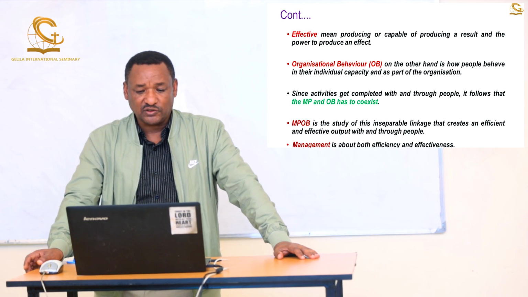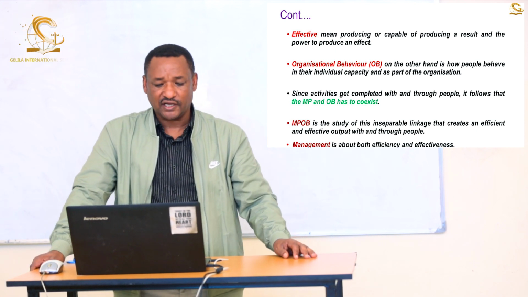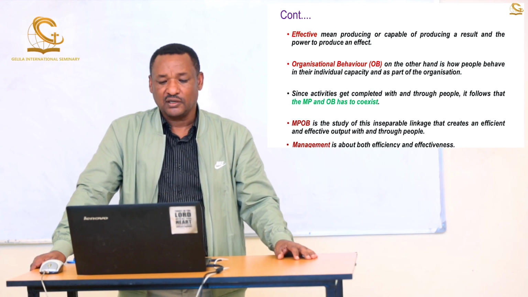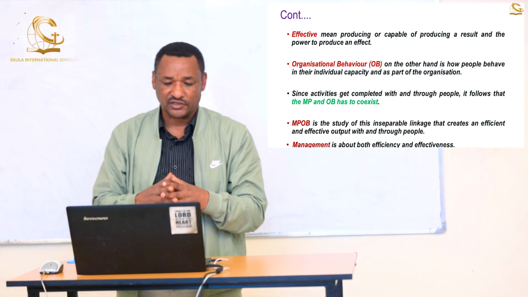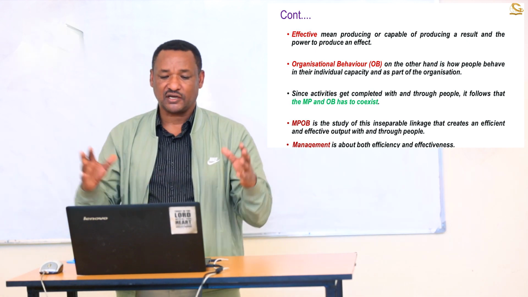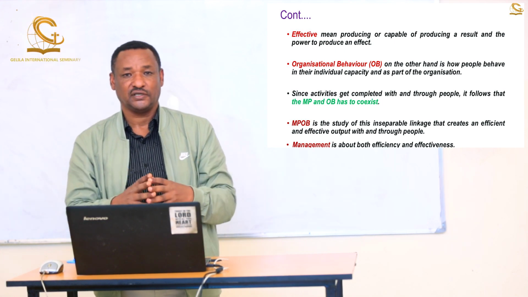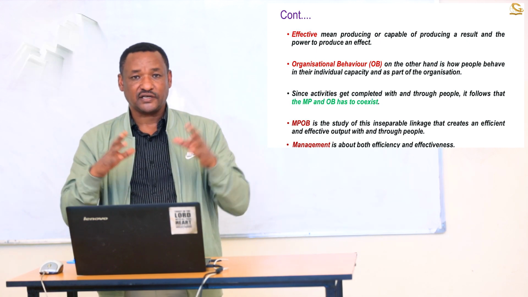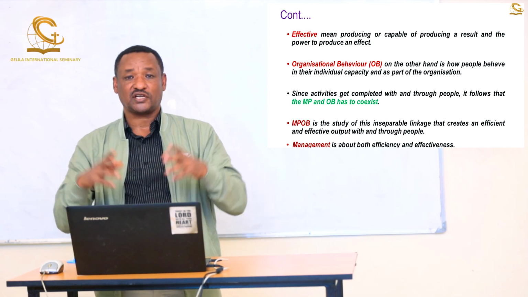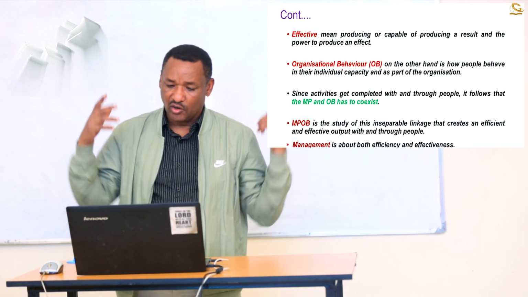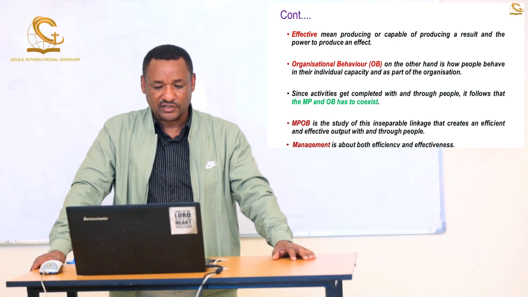Since activities get completed with and through people, it follows that management process and organizational behavior coexist. Both these big terms, management process and organizational behavior, come and coexist together, always at the same time. They are interdependent and interlinked. Without the management process, organizational behavior cannot contribute individual capacity to the organization. So organizational behavior is important, as the management process is also important.